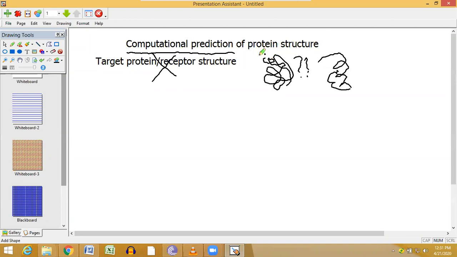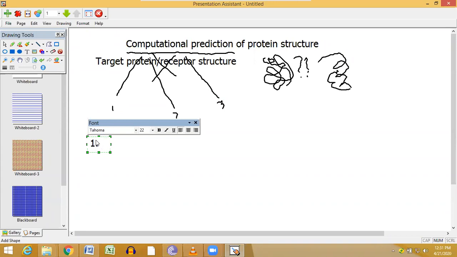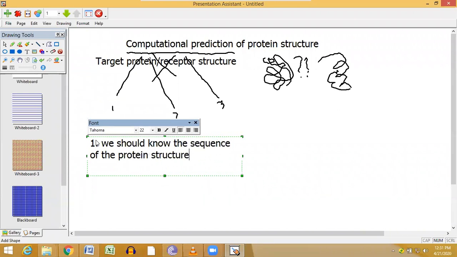So first you have to know how we can predict the protein structure. Computational prediction of protein structure you can divide into 3 steps. The first step, the second step, and the third step. What are the steps? Let me first write down what the steps are. The first step is a mandate that we should know the sequence of the protein structure.